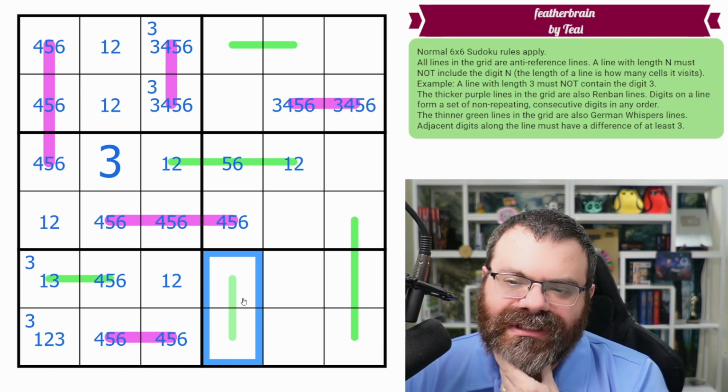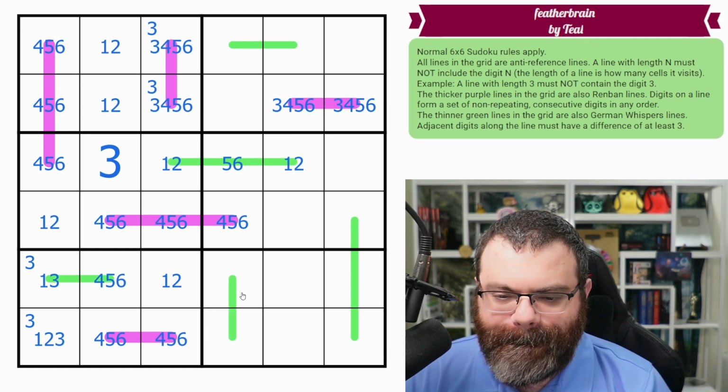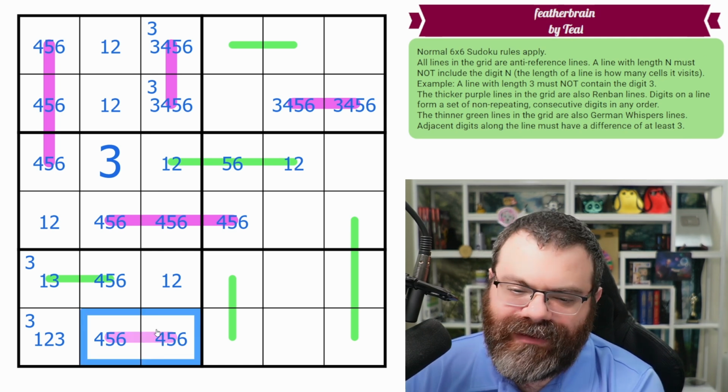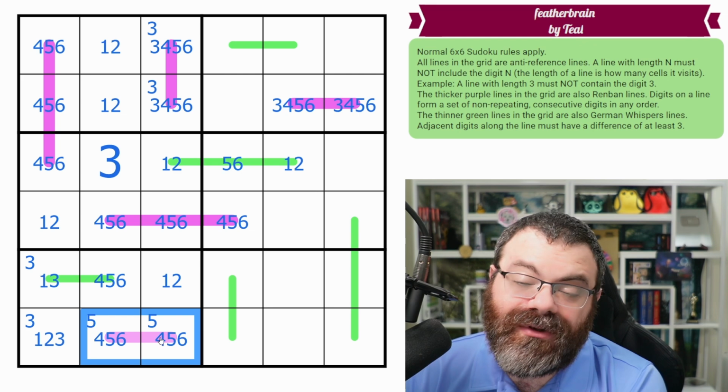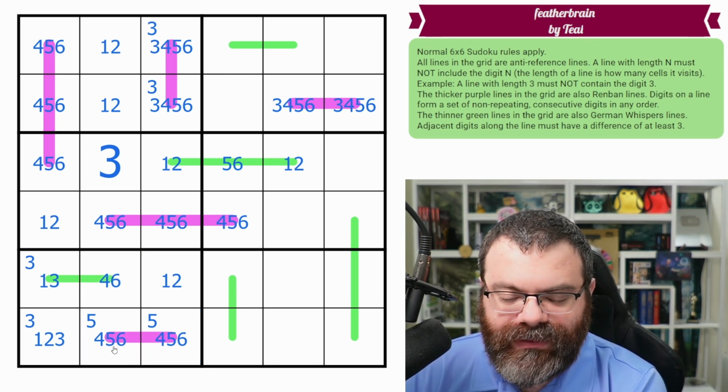German whisper line without a 2, it does not sound all that interesting to me at the moment. Okay, this 4, 5, 6 will definitely contain a 5. Because if it did not contain a 5, it would be 4, 6, and those aren't consecutive. So this is not 5. 4 forces 1. 6 could be with 1 or 3.